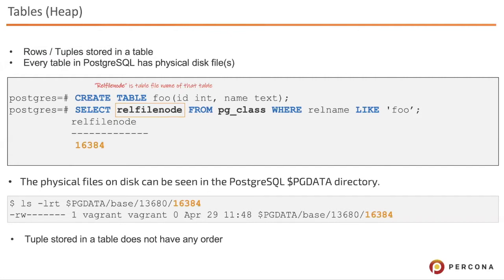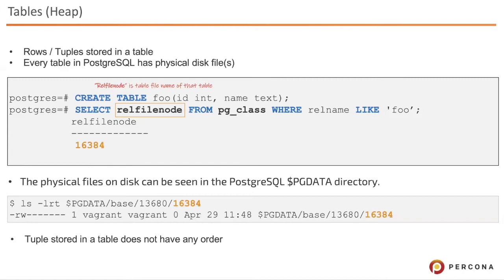PostgreSQL stores all the user data into that file. So how will we see what is the file underneath the table we have just created? Let's create a table here. I have created a table called foo, which contains two columns, ID and name. So: create table foo, ID of integer type, name of text data type, that's it. It will create a table for you.